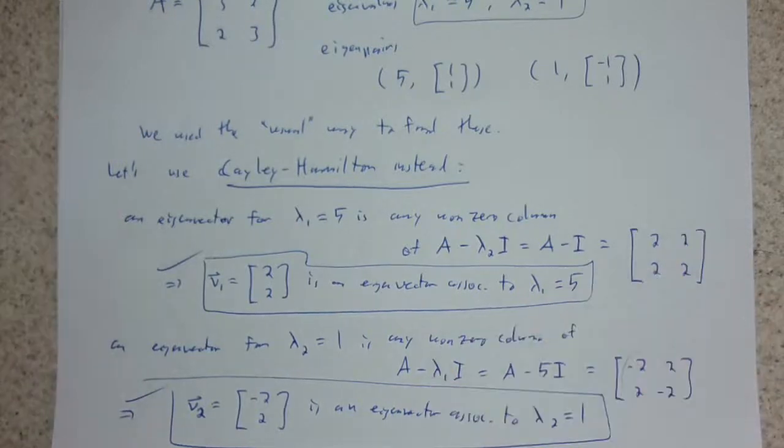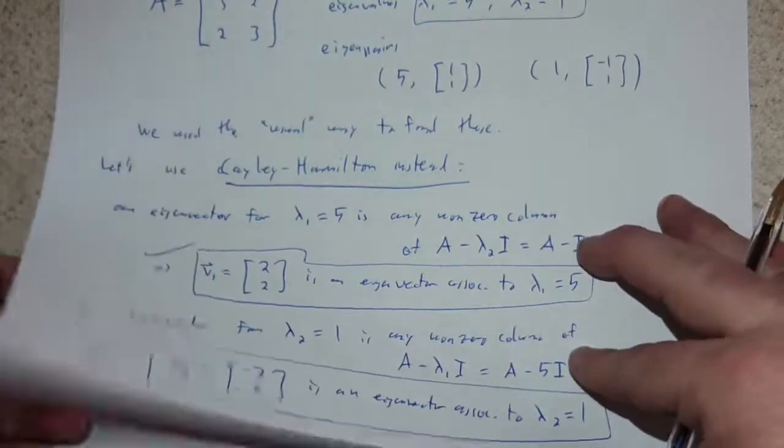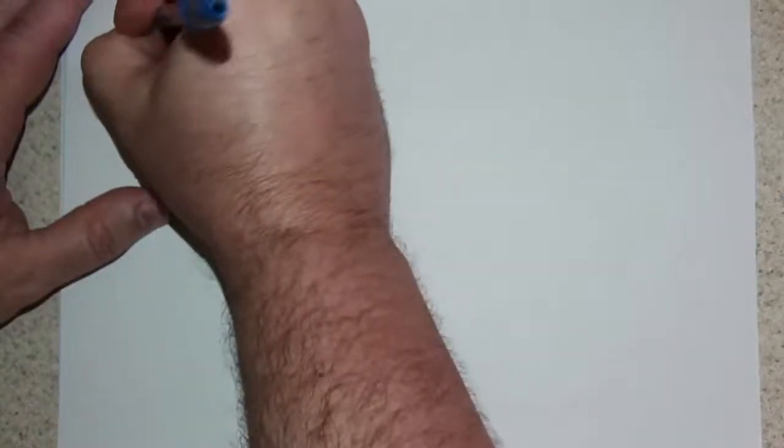Okay, so this is how this works. Let's do 2 more examples. Let's revisit those earlier examples of finding eigenvalues and eigenvectors for specific matrices. So here's my next example.